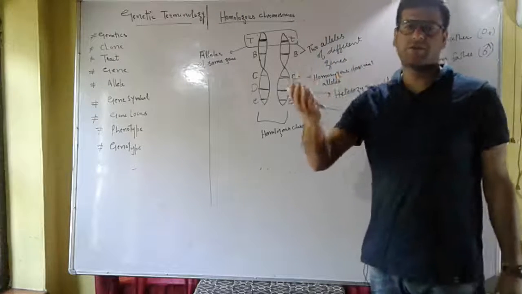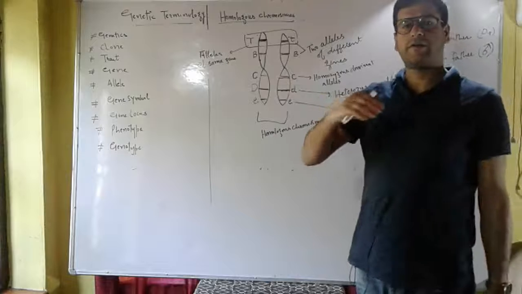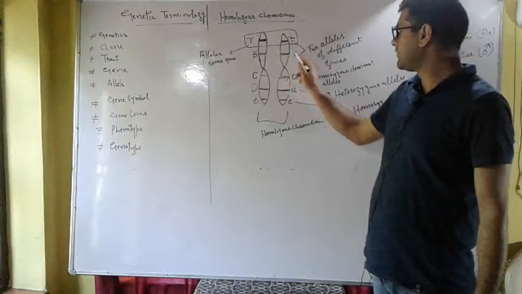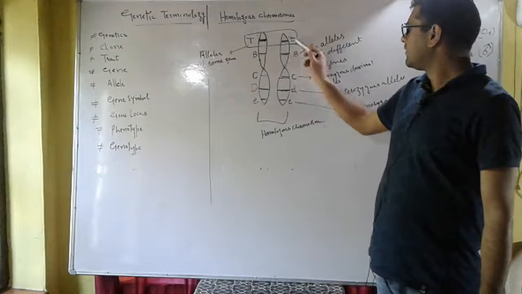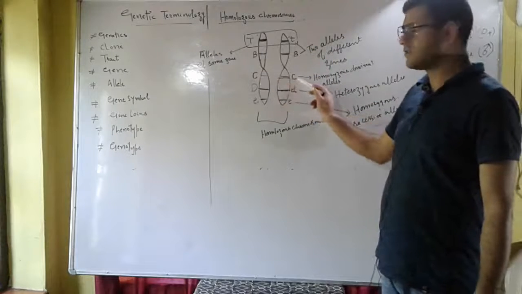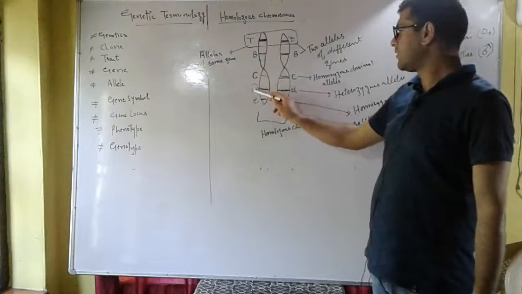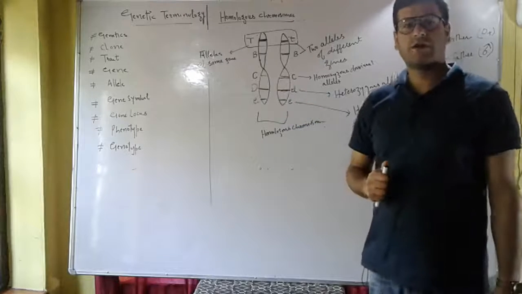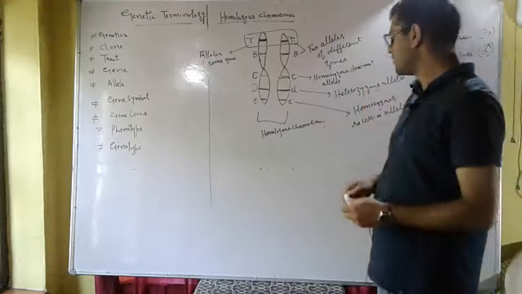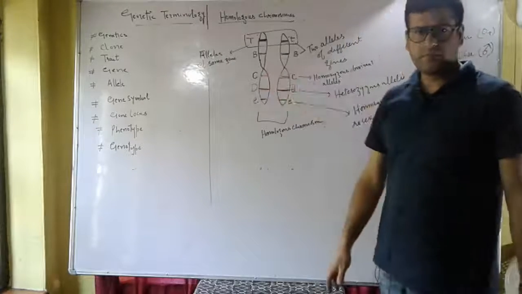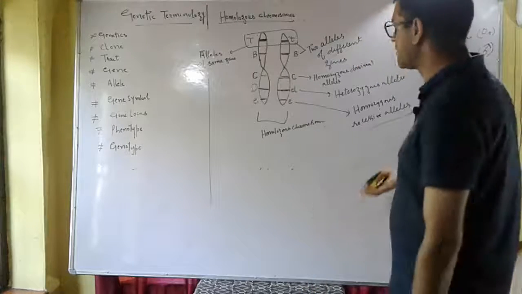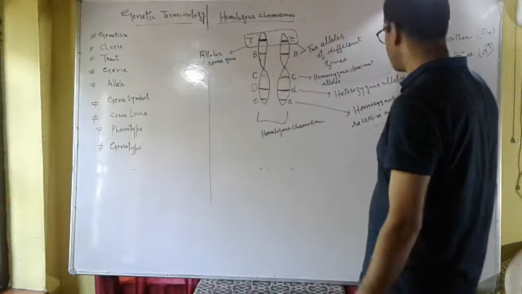So if there is capital T and small t, it is two alleles of the same gene. If there is capital B and another gene, these are two alleles of different genes. Capital C, this is homozygous dominant alleles. Capital D, small d, this is heterozygous alleles. Small e, these are homozygous recessive alleles. These are called homologous chromosomes. That means homologous chromosomes always exist in pairs. Then we have got another one.